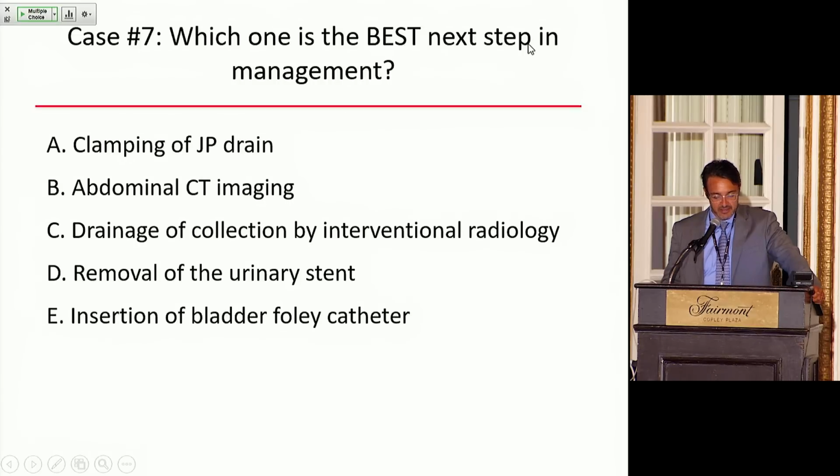So which one is the best next step in management? Do you clamp the JP drain? Do you do an abdominal CT? Do you drain the collection by interventional radiology? Do you remove the stent, or do you insert a Foley catheter?